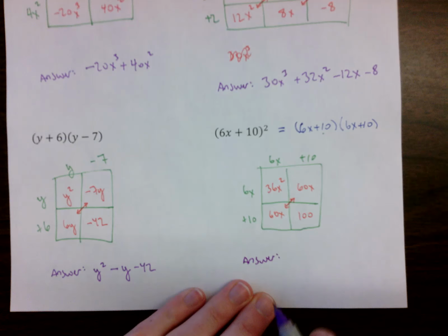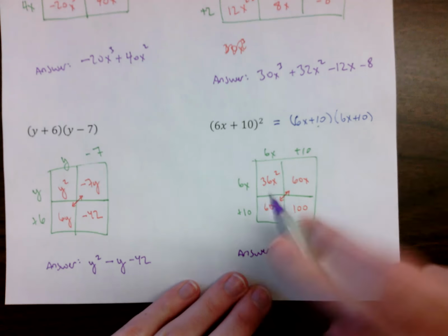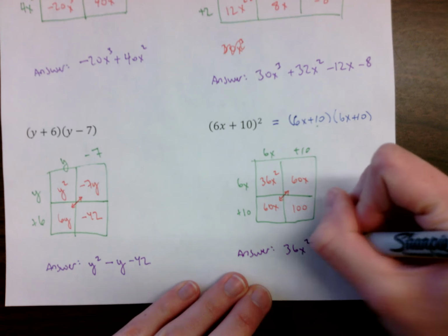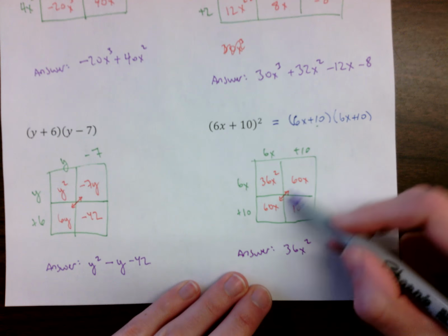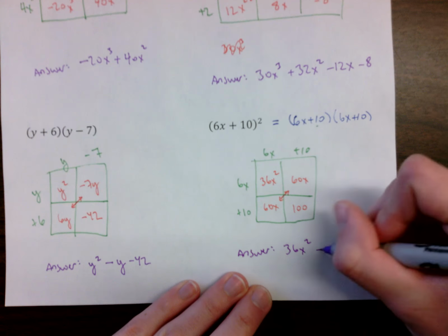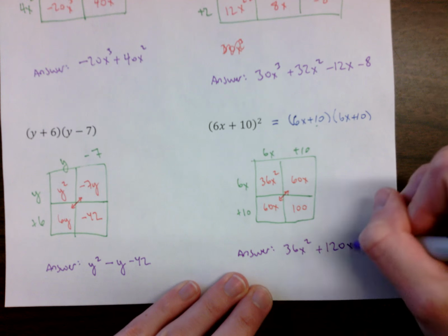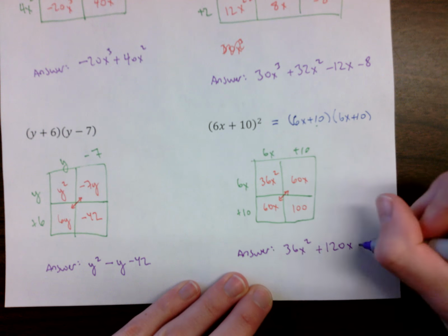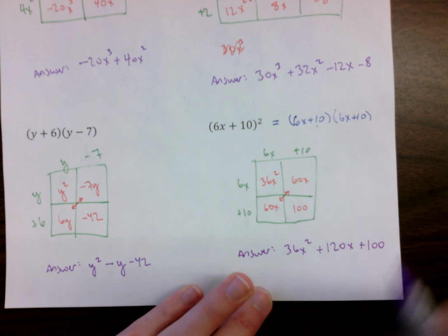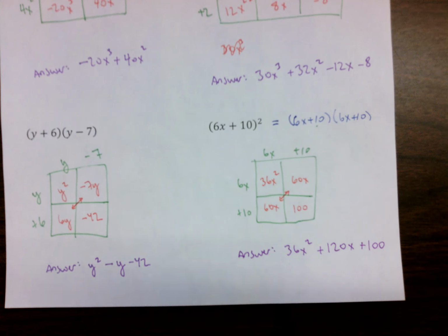All right, and then my final answer from biggest exponent to smallest, 36x squared. Then I'm going to combine together these two because they're like terms. So 60 plus 60 is 120. And then plus this last guy. And that's our answer. Okay?